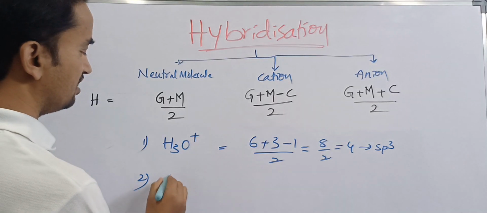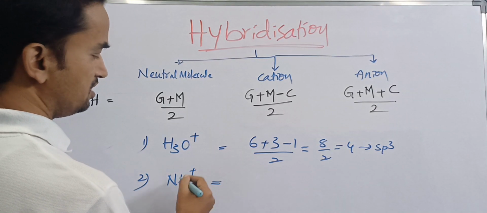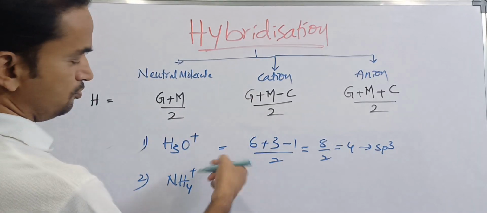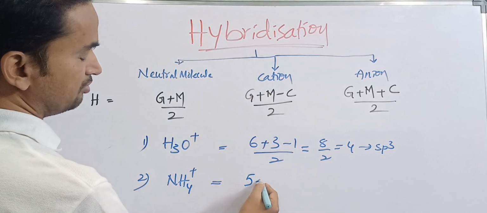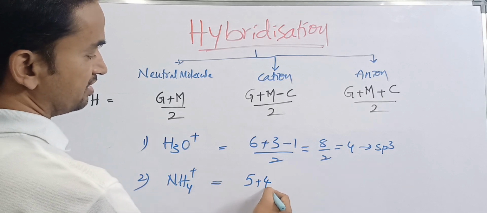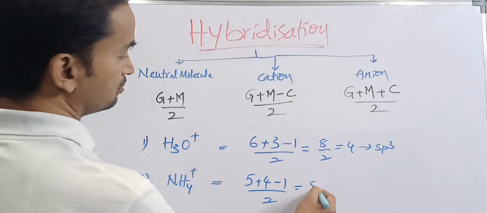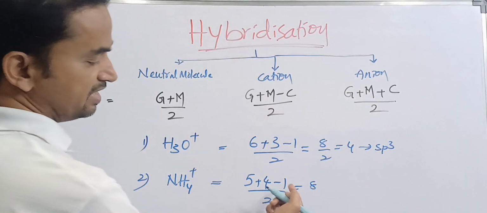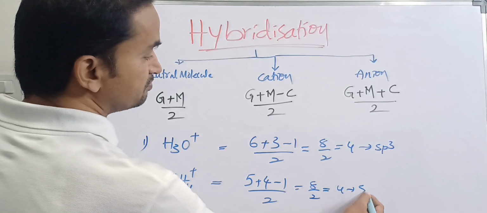Next, like that, the ammonium ion NH4+. So here the central atom is nitrogen, so the group number is 5, nitrogen belongs to 5th group. The number of monovalent atoms is 4, minus charge 1, divided by 2. That means 5 plus 4, 9, minus 1, that is 8 by 2. So again you are getting sp3 hybridization.